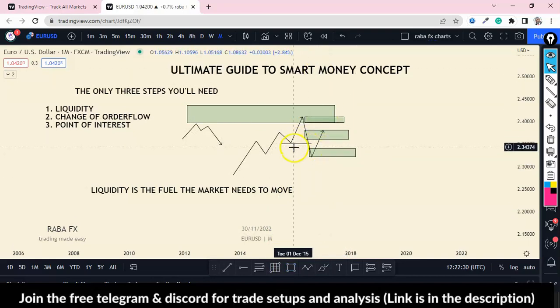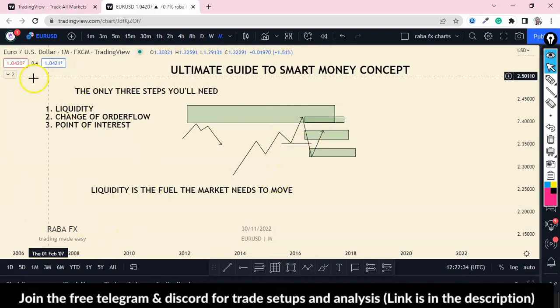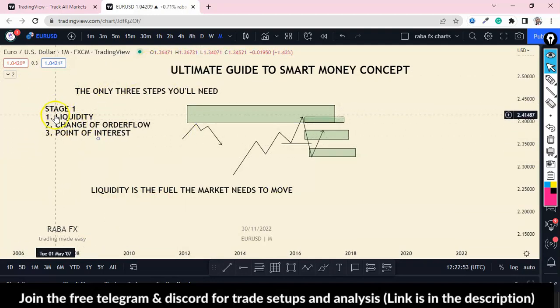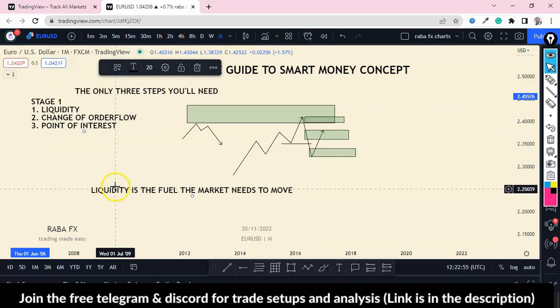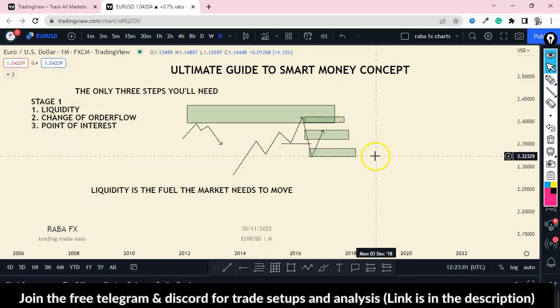Points of interest. Alright? Now, once you complete this first 3, this is stage 1. Once you complete this first 3 points, this is stage 1, you then move to stage 2. Okay? Your stage 2, I call it the cleanup stage. Meaning, you are trying to clean up some things that are not appropriate for you to take the trade.